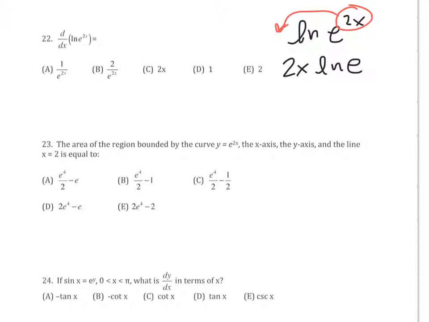Ln e, that should stick out at you. That is log base e of e. That's just 1. So this whole thing equals 2x, and you're trying to find the first derivative of 2x. First derivative of 2x is just 2. Done. You just have to get handy with this. Ln e has got to jump out at you. That is just equal to 1. So your final first derivative is 2.